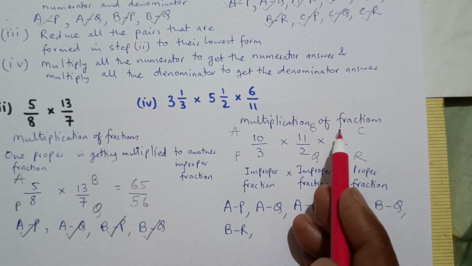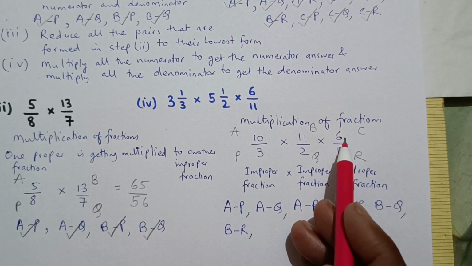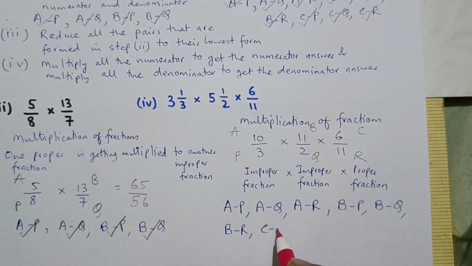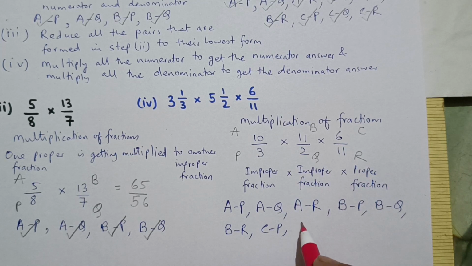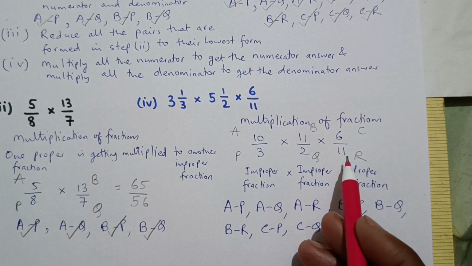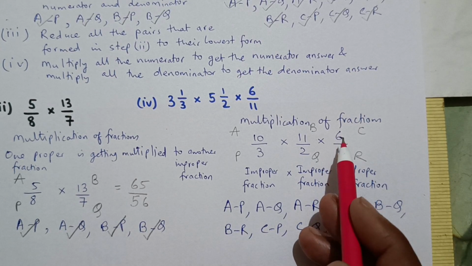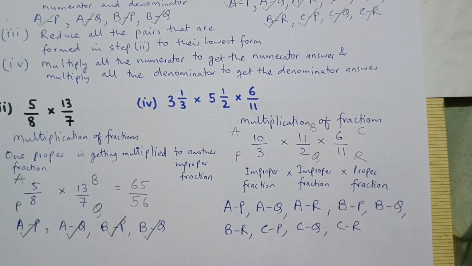Now let us take the numerator 6 and form numerator denominator pairs with this numerator 6. One is 6 by 3, so CP. Another is 6 by 2, so CQ. And another is 6 by 11, so CR. So these are the three numerator denominator pairs with the numerator 6. One is 6 by 3, another is 6 by 2, another is 6 by 11. So we have formed all the possible numerator denominator pairs.